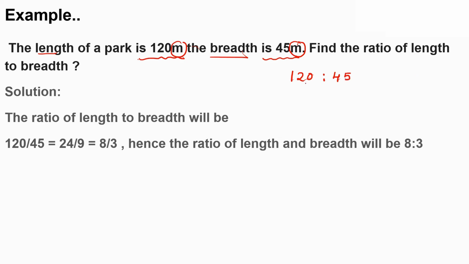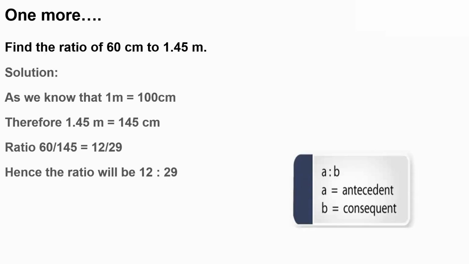120:45. Okay, both can be reduced with the table of 5. So let's do it with the table of 5. So 5 2s are 10, 5 4s are 20, and 5 9s are 45. Both are coming in the table of 3. That's 8 and that's 3. So now they are not supposed to be reduced further. So that's why the ratio of length and breadth is 8:3. Okay.